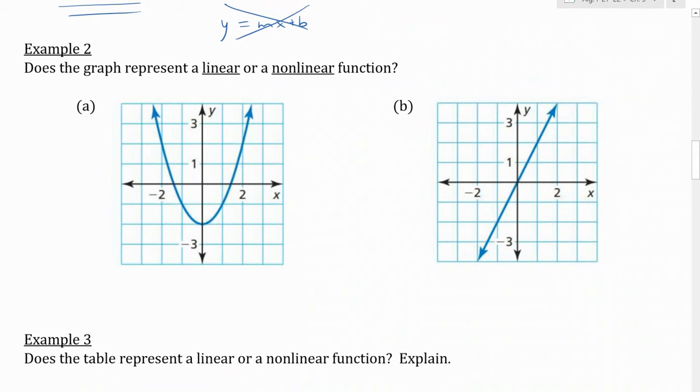Does the graph represent a linear or nonlinear function? On A, is that a line? No, that is a curve. So this is a nonlinear function. This is a linear function.